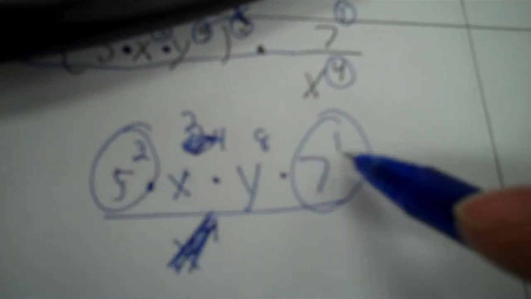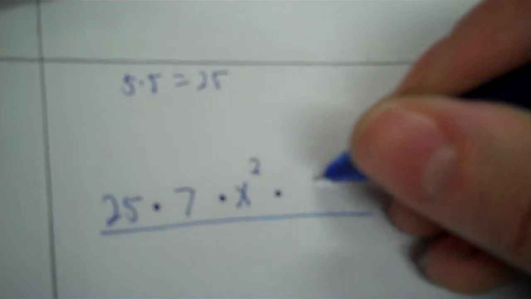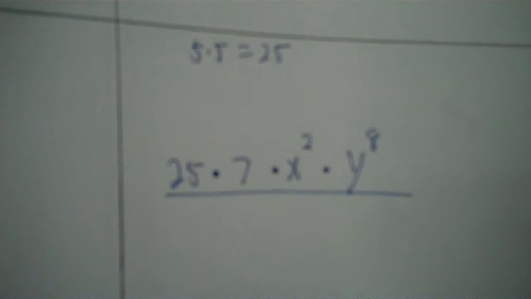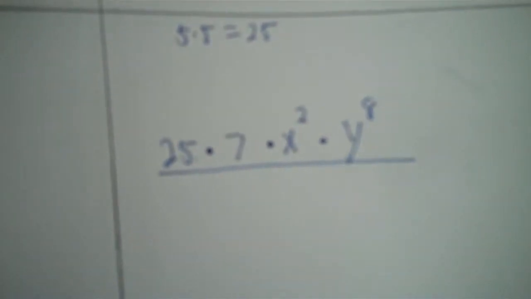Now you simplify just like yesterday. 5 to the 2nd, I can simplify. X I cannot. Y I cannot. 7 I can. So we simplify these two and put them together. So 5 to the 2nd power, 5 times 5, that's 25. 7 to the 1st is just 7, okay? Then put your variables, times x to the 2nd times y to the 8th. It doesn't matter which letter comes first as long as they're both at the end. Now we can times these two, 25 times 7.